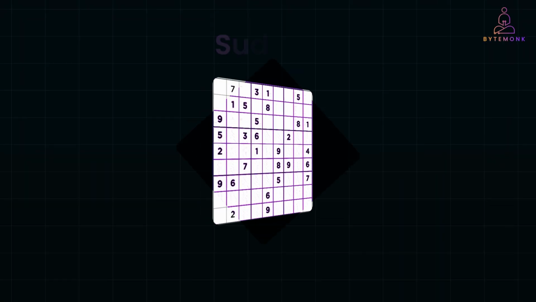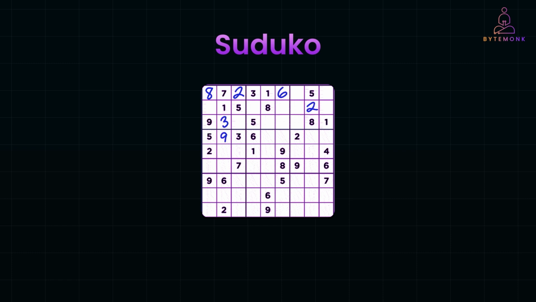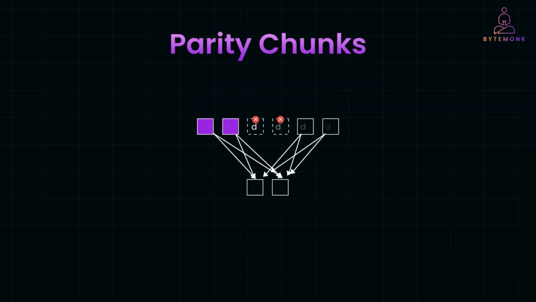Think of erasure coding like a Sudoku puzzle. You only need some of the numbers to figure out the missing ones. Even if a few numbers are erased, you can still solve the puzzle using the remaining ones. Similarly, parity chunks store enough information that even if some data chunks are lost, the missing parts can be reconstructed instead of being permanently lost. Let's break it down with a simple example.